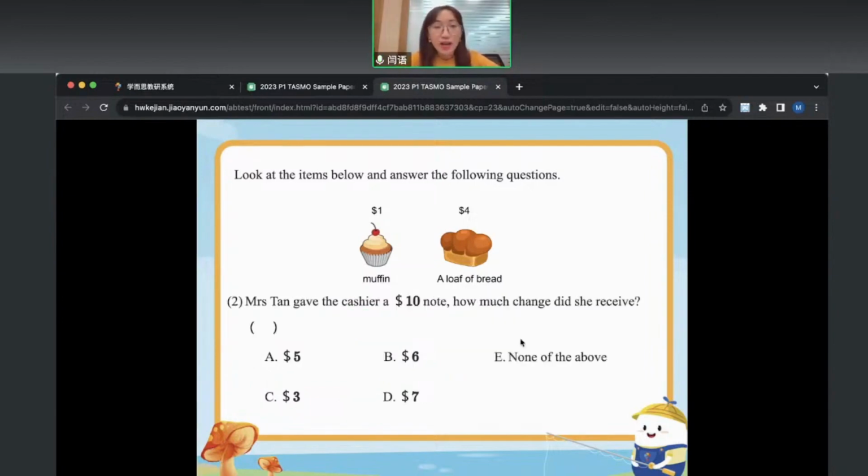Okay, now let's move on to the second one. Mrs. Tan gave the cashier a $10 note. How much change? How much change? What is the meaning of change?